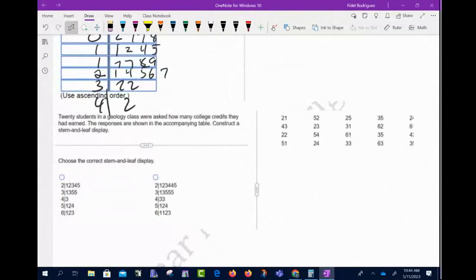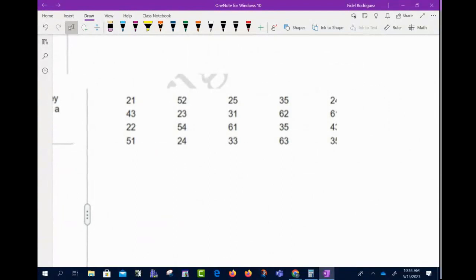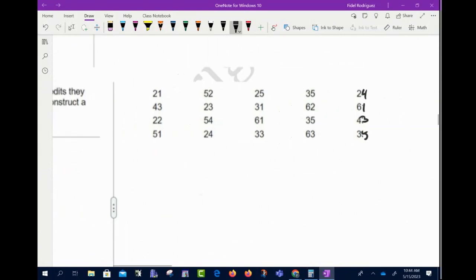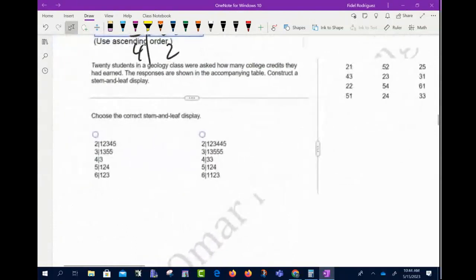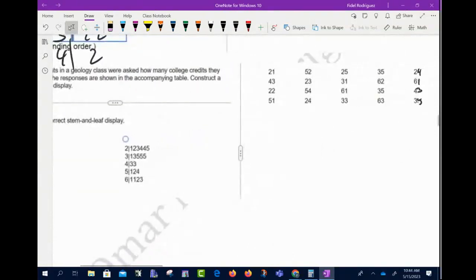All right, so guys, I apologize about this one here, but it looks like I cut off the numbers. I think that's a 24. That looks probably like a 43. That looks like a 35. I don't know what that is, 61? Okay, so let's do it like this. It's just asking me to make my stem and leaf plot. And it's multiple choice, right?